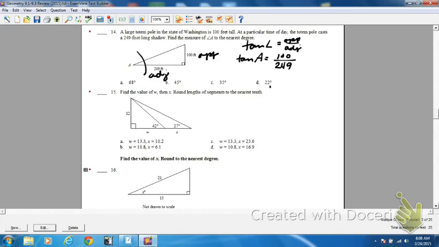We don't just want the ratio, we want to find the angle A. So to do that, it's kind of like multiplying both sides by the inverse of tangent. Anytime you're finding an angle measure and you need to find degrees, that's when you get to use the inverse button. So that means that angle A is the inverse tangent of 100 over 249. And so angle A is 22 degrees.